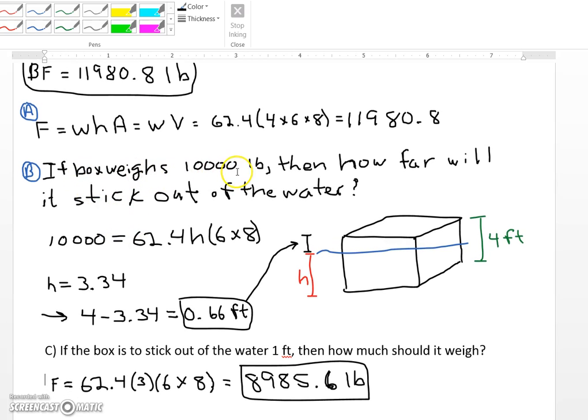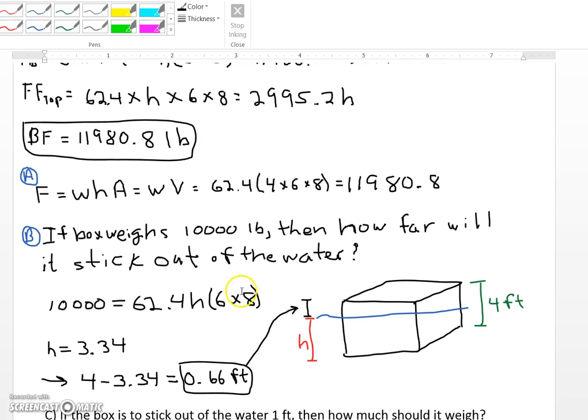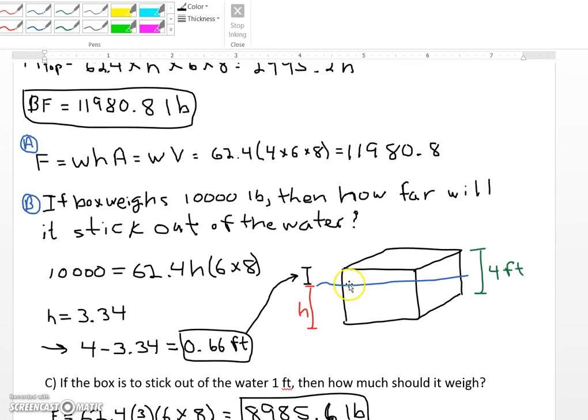If the box weighs 10,000 pounds, then how far will the box stick out of the water? So if this box was just empty, but then we loaded 10,000 pounds of rocks into the box, then it's going to sink into the water some, but some of it will be sticking out of the water. So how far will it stick out of the water?